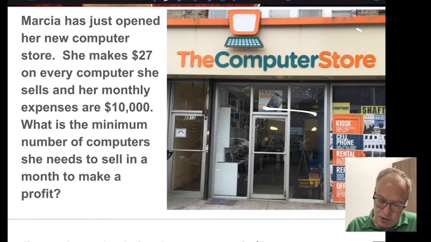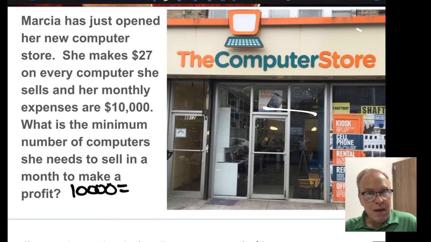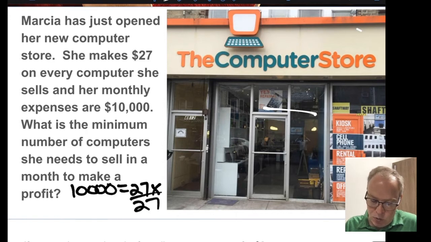Okay, so her expenses are $10,000, and we want to know when the profit will equal that. So $27 for every time she sells a computer. That sounds like multiples of 27, so 27x. All right, let's divide both sides by 27.